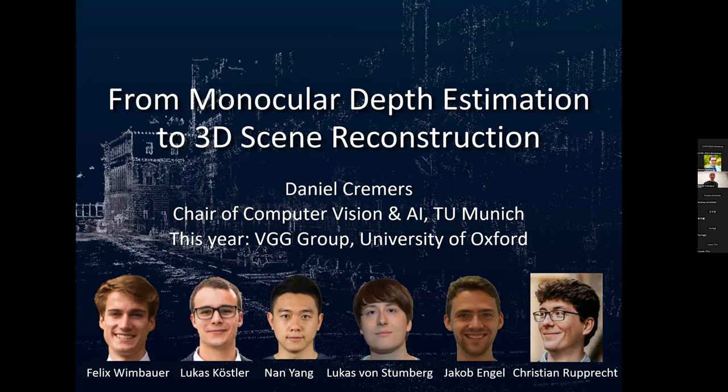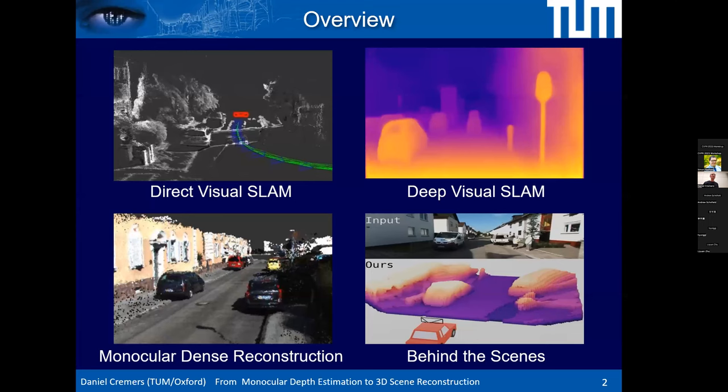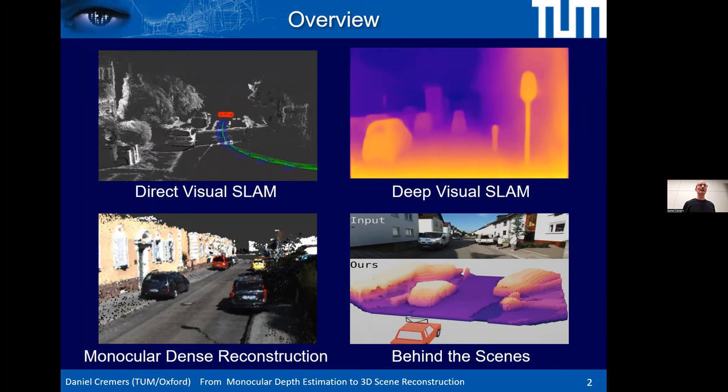So let's go into details. There are four parts here. I'll first start with more classical approaches to structure and motion, or visual SLAM, and in particular, direct visual SLAM. Then I'll come into how we got into monocular depth estimation, and that is through SLAM. Our aim was not to do depth estimation really, but to improve SLAM algorithms. And the question was, how can we leverage the power of deep networks to do that? And this is how we stumbled into this field of monocular depth estimation.